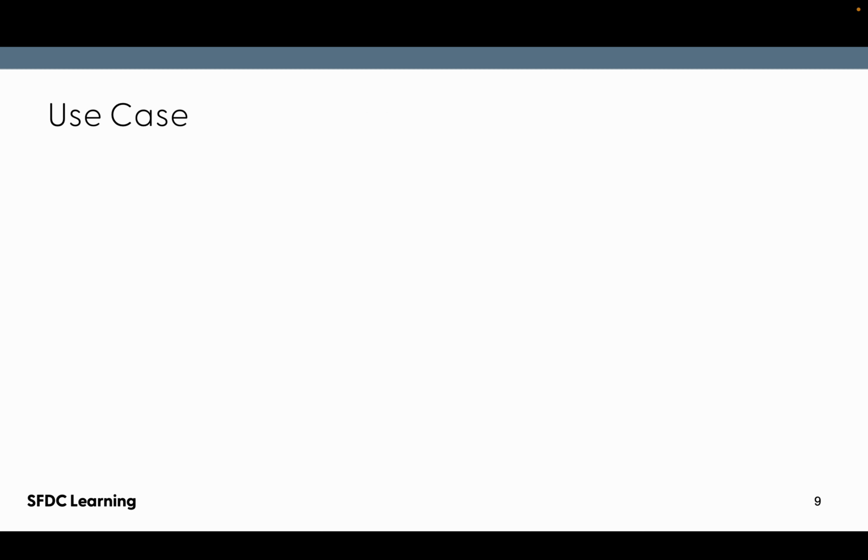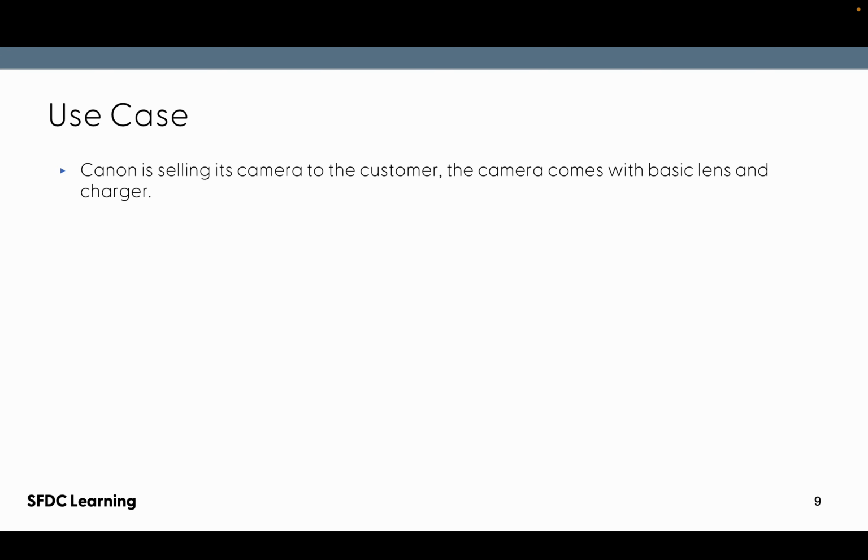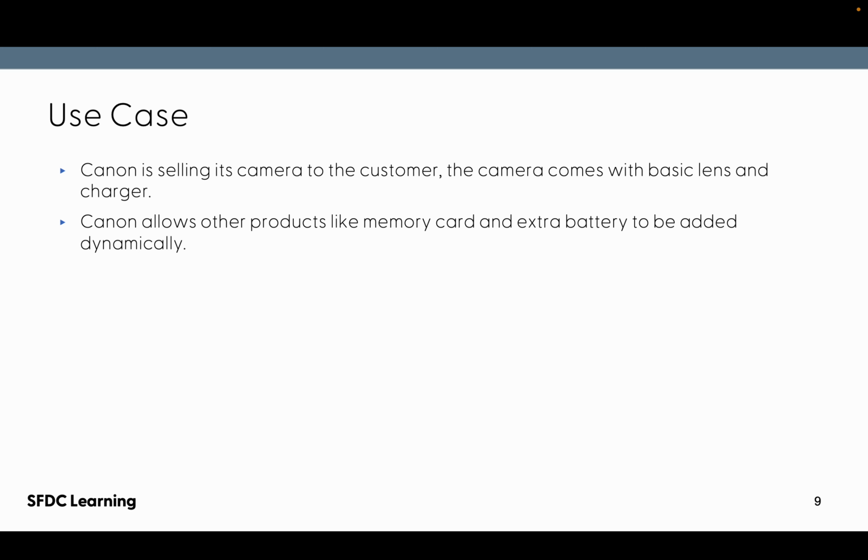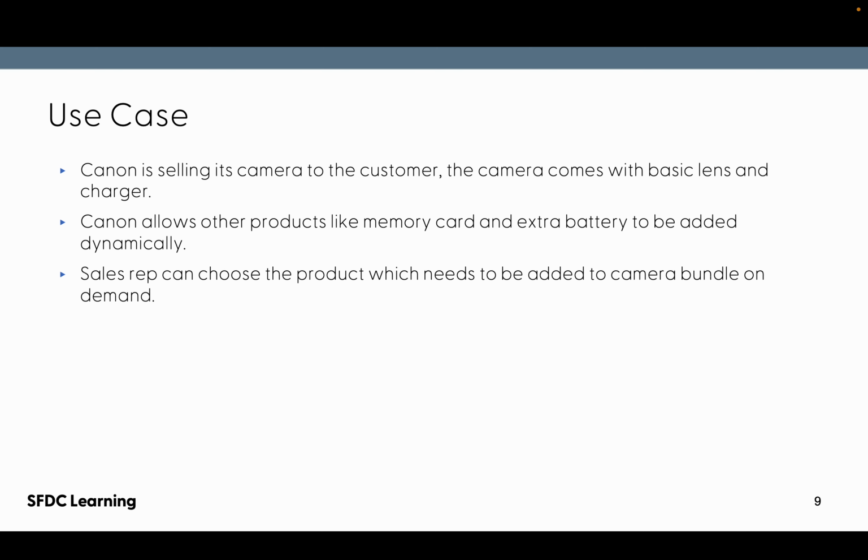Now a use case. Let's take a use case. Canon is selling its camera to the customer. The camera comes with a basic lens and charger. Canon allows other products like a memory card and extra battery to be added dynamically. Those will not be part of the bundle options, but will be part of a classification, and you can add them dynamically. The sales rep can choose the product which needs to be added to the camera bundle on demand.